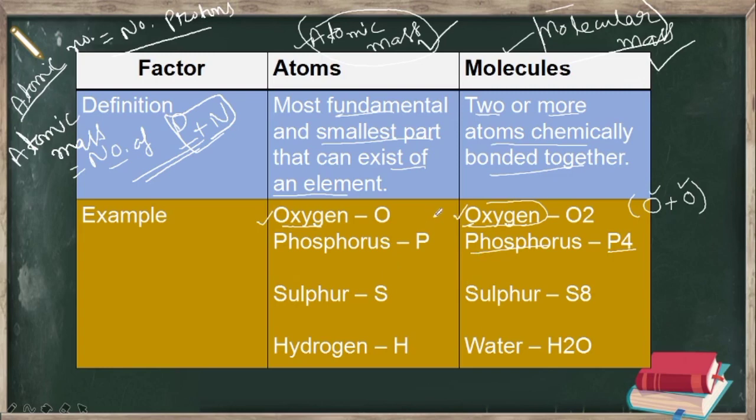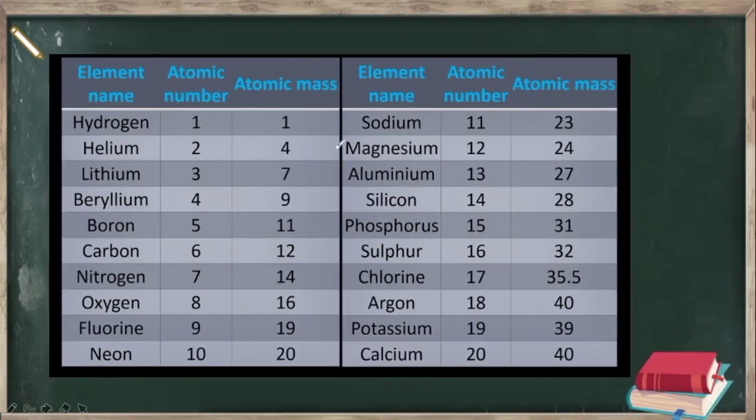Now we will have a table to recall atomic masses of a few elements, because to calculate molecular mass we need atomic mass also, right? Atom is a simple and fundamental particle, whereas molecule is the combination of atoms. So you need this.